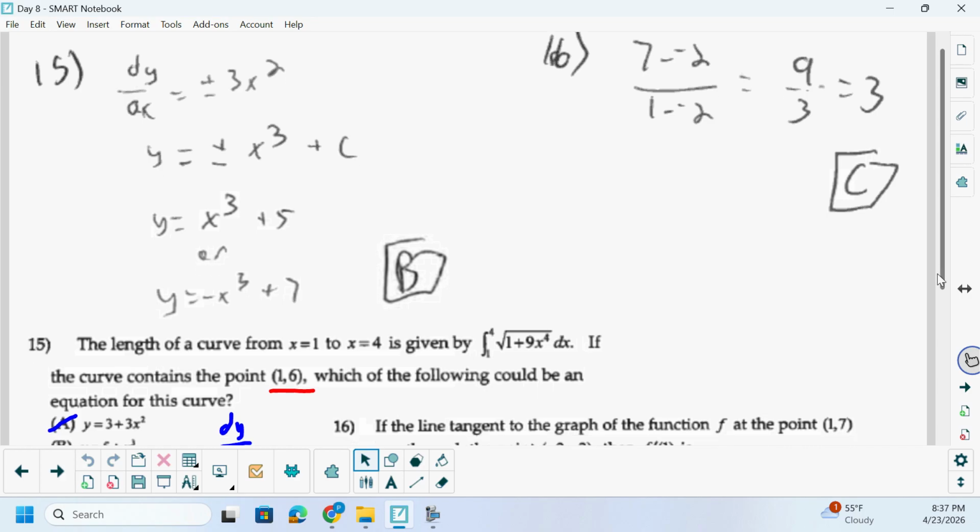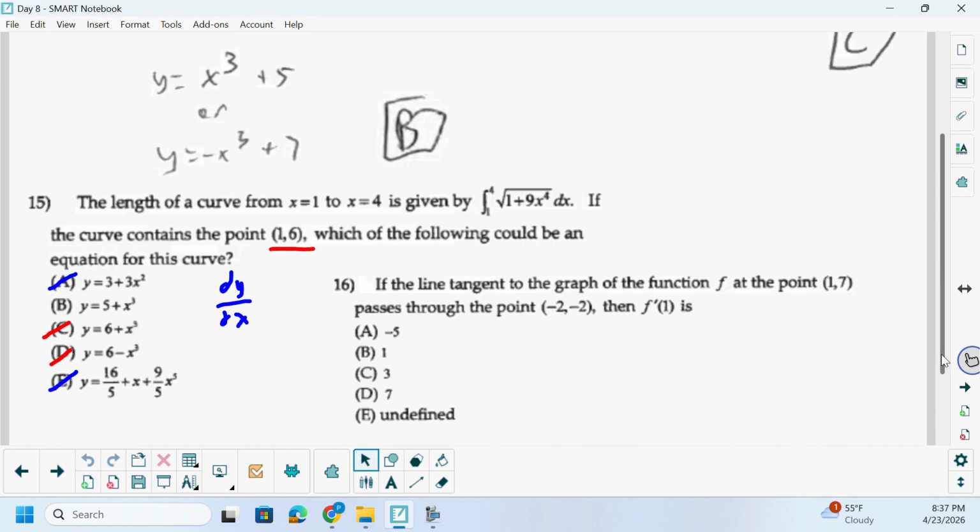So one way you could do it is just look at the choices and based on the derivative, see which ones could give you either 3x squared or negative 3x squared. That eliminates choice A and E. From there, the point (1, 6) had to be on the curve. So therefore, you can just fill in the 1 and the 6 and see which gives you back a true statement, and that's choice B.